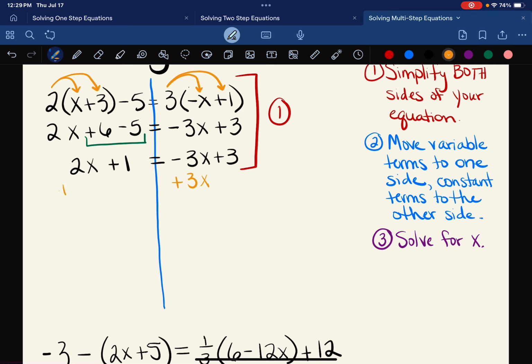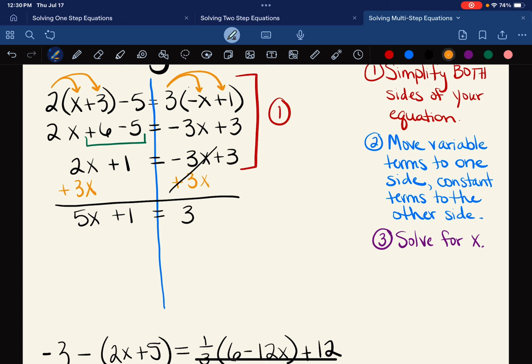We're performing the inverse operation. We're adding 3x to both sides of the equation. And 2x plus 3x gives us 5x. We still have our plus 1, and that should equal. This negative 3x plus 3x cancels to 0, and then all we're left with is our 3. So we moved our variable terms over.